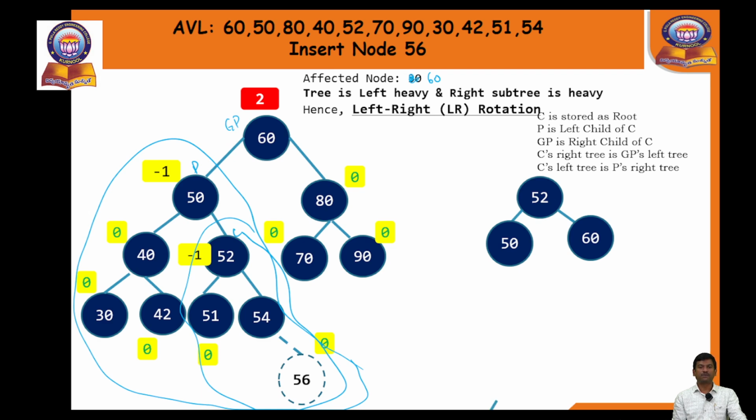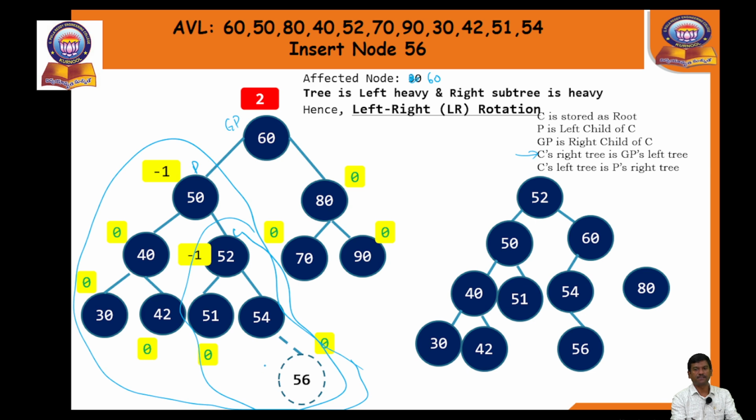And whatever nodes are present towards node 50 remain the same, that is 40. And if you recall the concept of C's right tree, if it is present, C's right tree is placed as the GP's left tree. So C's right tree, that is 54 and similarly 56, is placed as the GP's left tree.